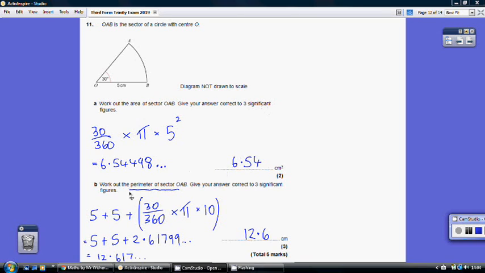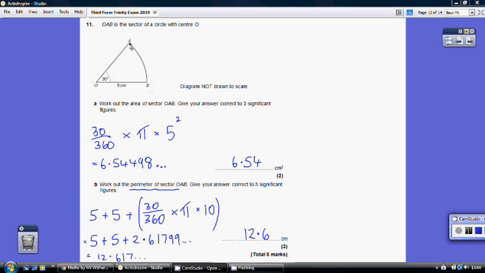Now for part B, I've got to work out the perimeter of sector OAB. That means the length going from O to A to B on that arc, and then B back to O. Now the first two lengths are easy. O to A and O to B are both radii of 5. So there's my 5 plus my 5.